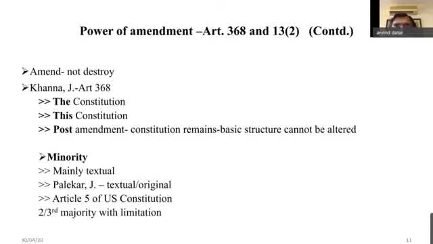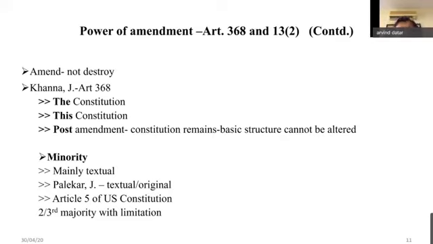And if you read some of the passages of Khanna, he says, look at 368 carefully. Read this article. It says the Constitution. It says this Constitution. I can amend this Constitution. So he says pre-amendment and post-amendment, the Constitution will continue. There will be a Constitution before the amendment, there will be a Constitution after the amendment. You must ask yourself the question: post-amendment, what will remain? Will it be a Constitution at all?